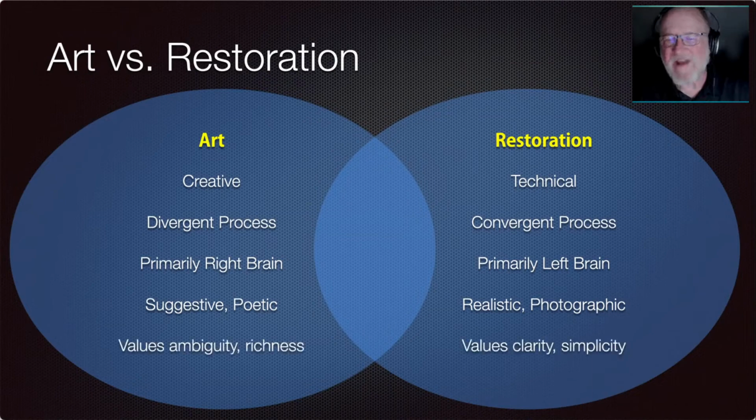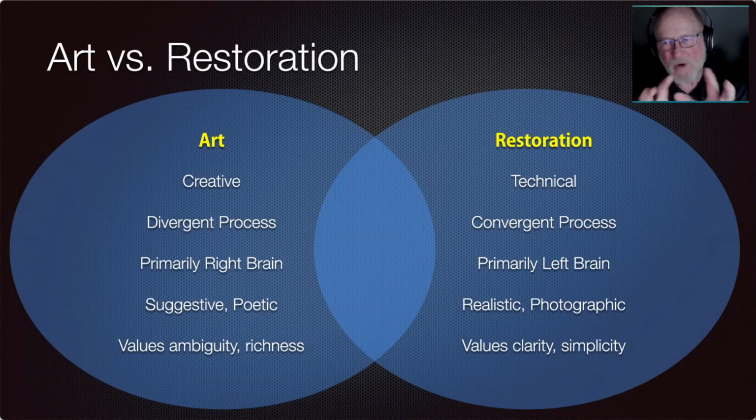So art values ambiguity and richness. Ambiguity is not lack of clarity, which this culture has eroded that word into meaning. Ambiguity means a richness of multi-layered meaning. So we see this one meaning and it leads us to another meaning, which leads to another one, and so on. With restoration, we value clarity and simplicity. We're trying to get rid of any of those other things that might distract us into heading off into some other world or direction, unless we want you to connect a story to what you're looking at.